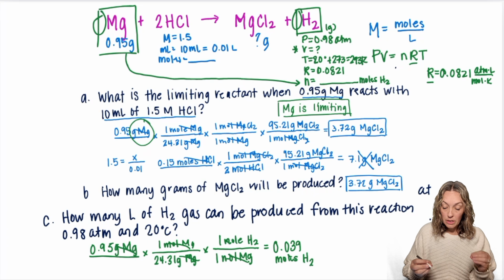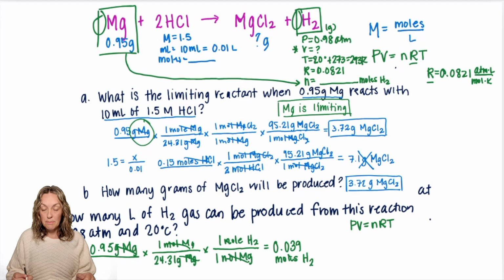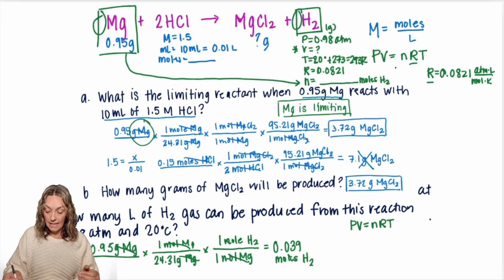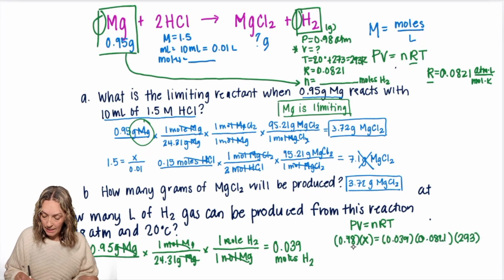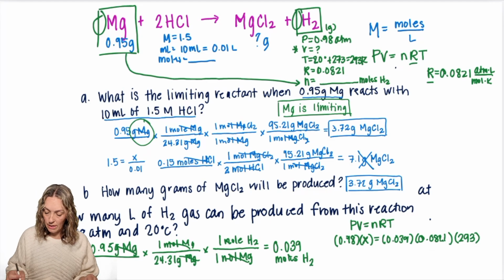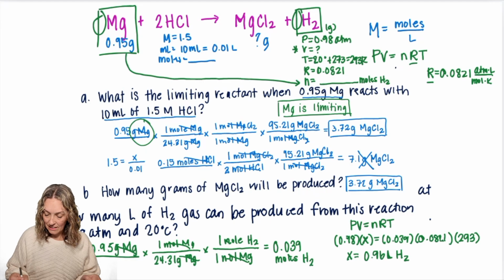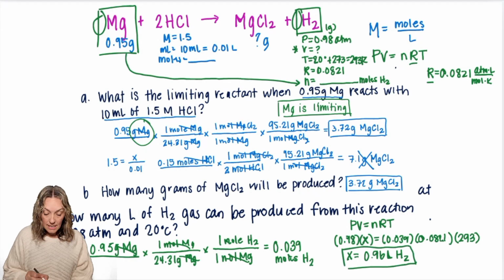But my ultimate goal here was to get the volume, or liters, of H2 gas. I can now use my PV equals nRT equation and substitute in all of the variables that I know. I know the pressure is 0.98 atm. I don't know my volume, so I called that X. 0.039 moles. My R is a constant, 0.0821, and the temperature in Kelvin is 293. I can now solve for X, and I get 0.96 liters of H2 gas. Because I know that the Mg is going to run out first, I already know that this is going to be the amount produced from my limiting reactant.